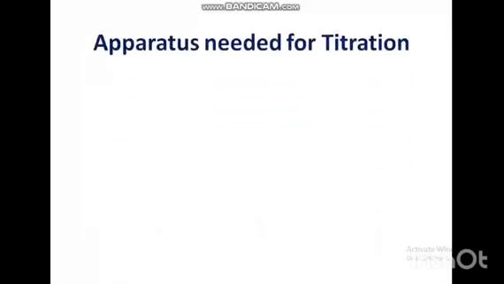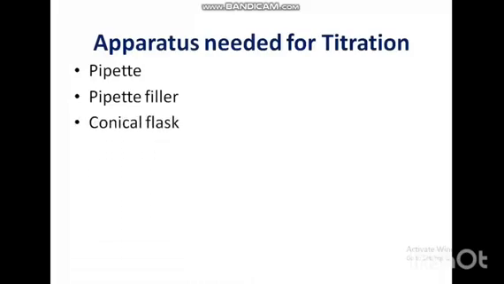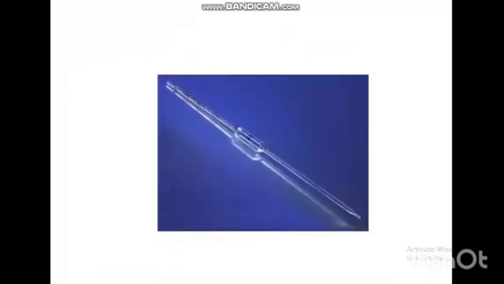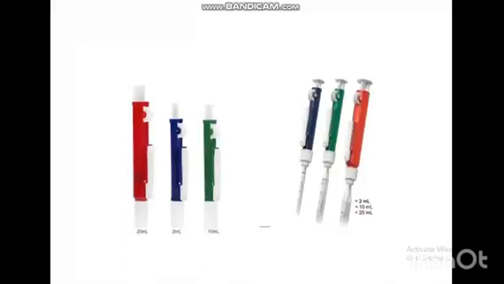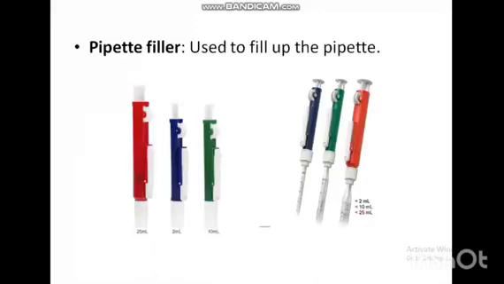Apparatus needed for titration. We have pipettes, pipette filler, conical flask, burette, and retort stand. Let's take a look at them. This is pipette, used to accurately measure a known volume of a solution. This is pipette filler of different sizes, used to fill up the pipettes.